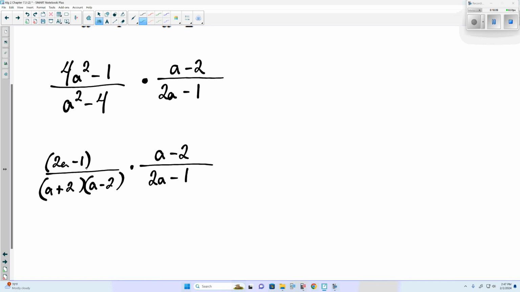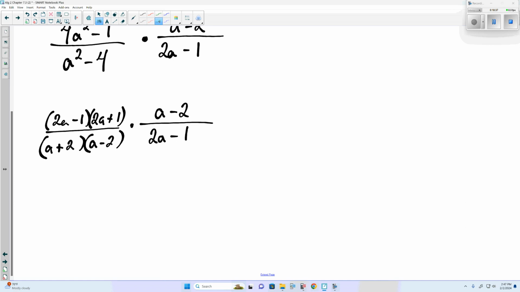So 2a minus 1 and 2a plus 1. So this looks very much like the difference of perfect squares, yes? Signs are opposite. First terms are the same. Second terms are the same. Well, 4a squared is a perfect square, 2a and 2a. 1 is a perfect square, 1 and 1. So our 4a squared minus 1 is a difference of perfect squares.